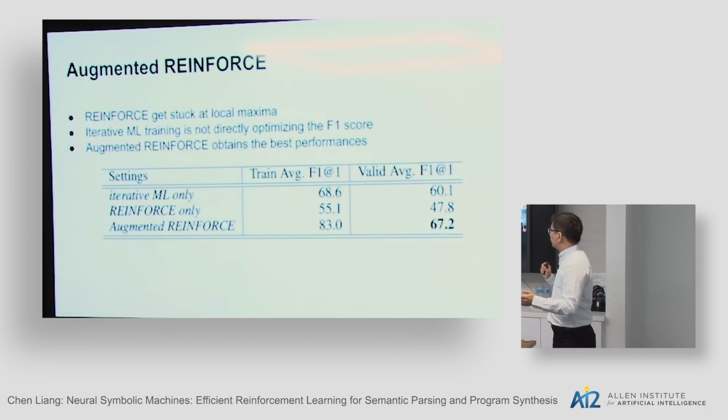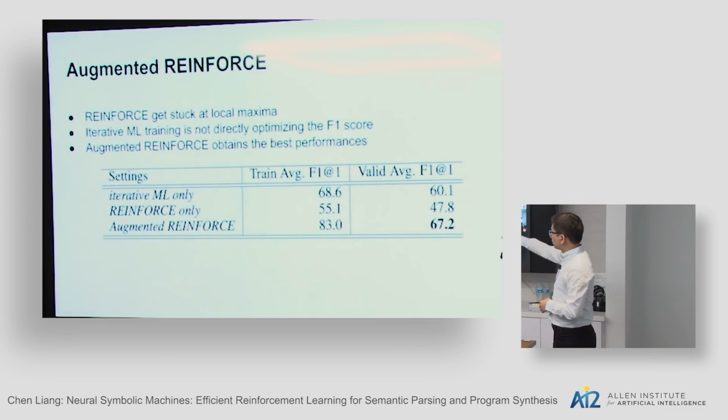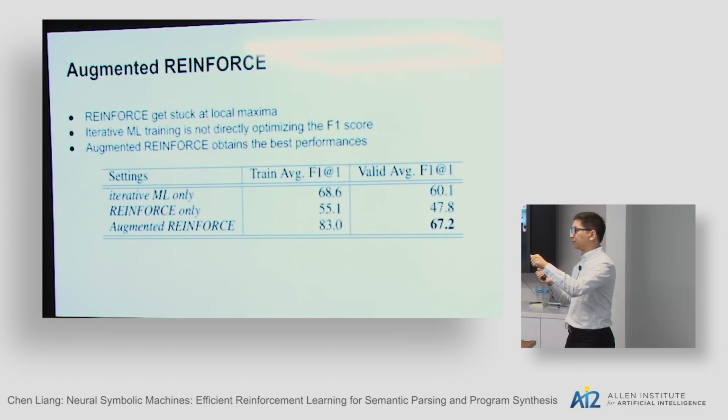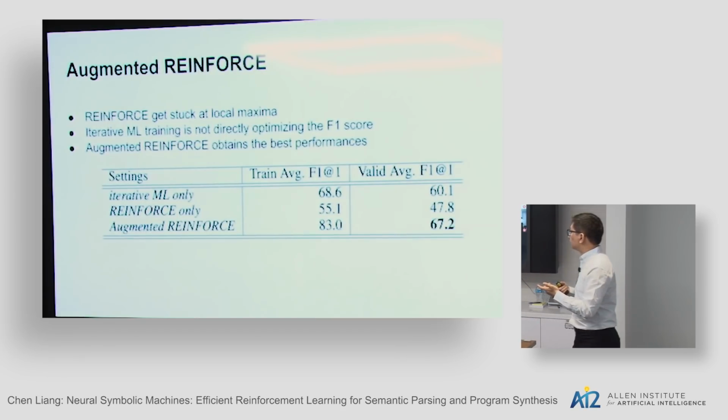We did an ablation study with augmented reinforce. Iterative ML is sort of like, what if I only do maximum likelihood training with, say, the top K buffer? The training will be much faster, but you will have a suboptimal result.